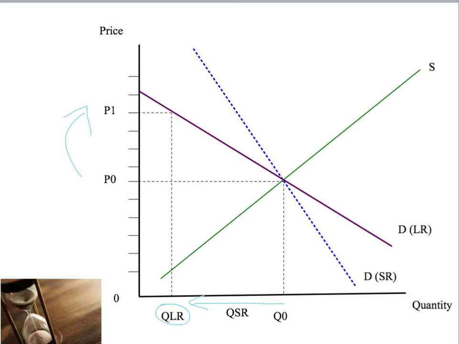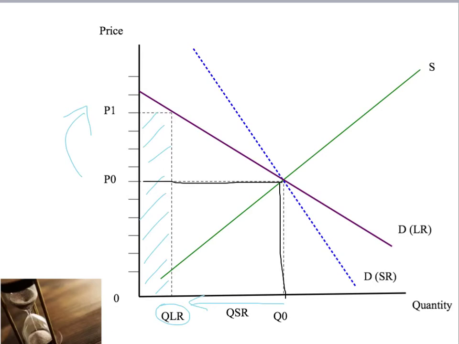Our new revenue is price P1 times quantity QLR, or this rectangle here, and it's pretty clear, as I've drawn it here, that that final long-run rectangle of revenue for farmers is less than the original revenue that farmers were receiving, P0 times Q0. What's happened here?